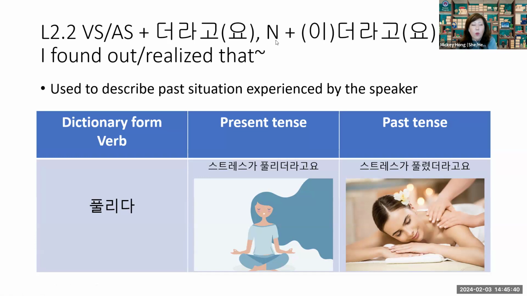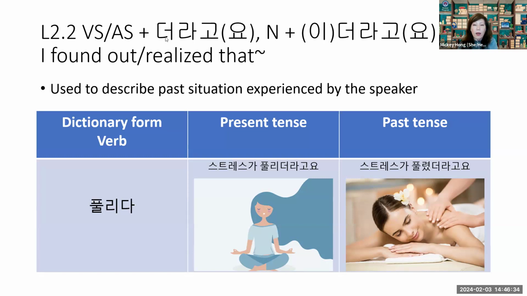When you have a verb or adjective with 더라고요, it is to express, I'm telling you, this is what I found out. This is what I discovered. Okay? The verb dictionary form is 풀리다, and you get rid of the 다 and put 더라고요. It doesn't matter if it ends in a consonant or vowel. And if it's a noun, it's 이더라고요 if the noun ends in a consonant, and if it ends in a vowel, just 더라고요. 스트레스가 풀리더라고요.